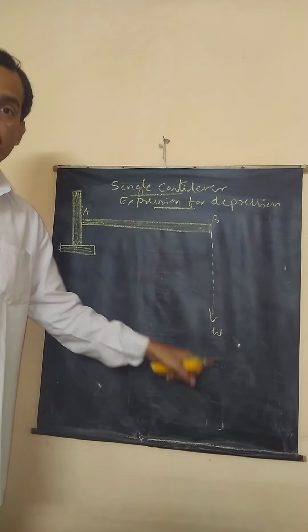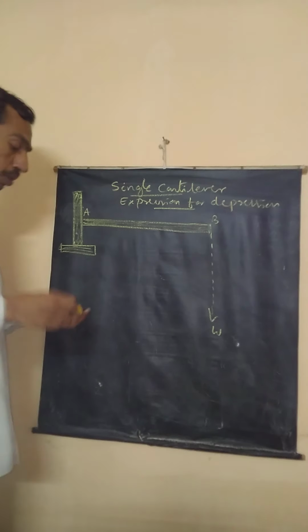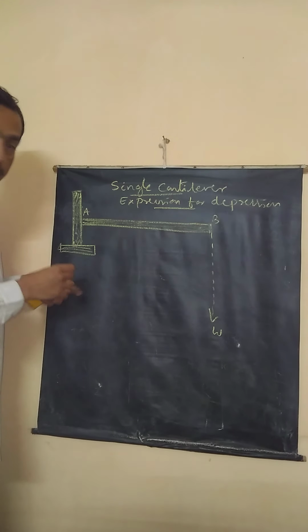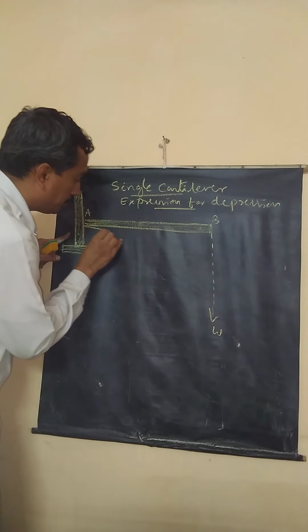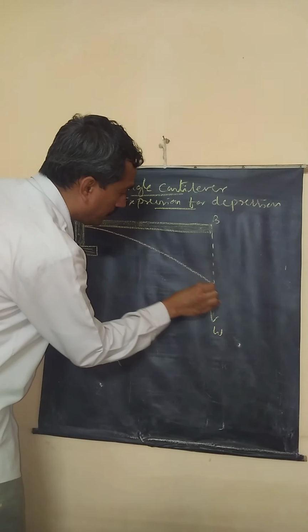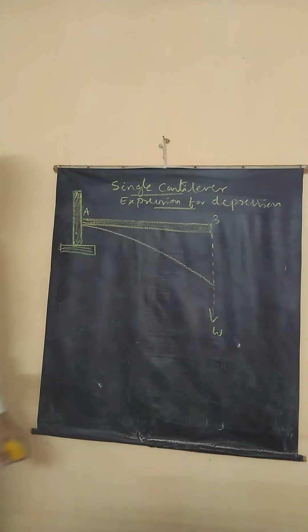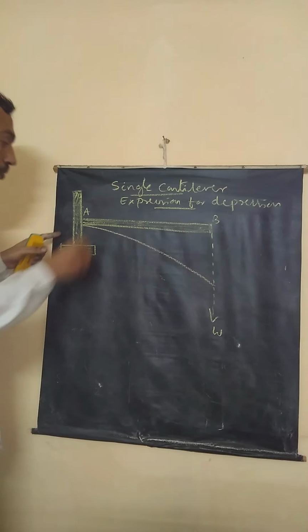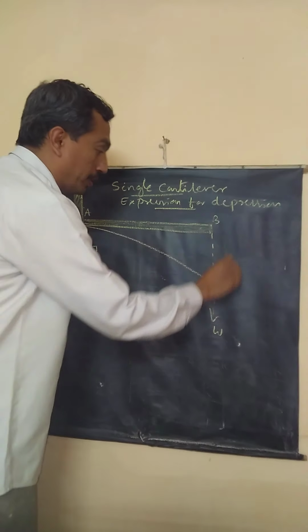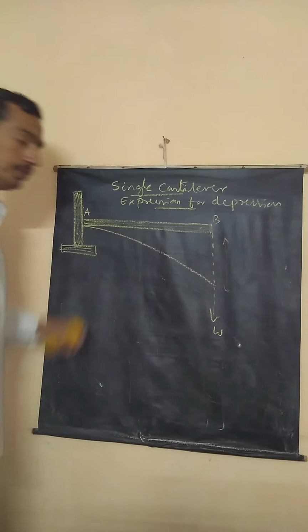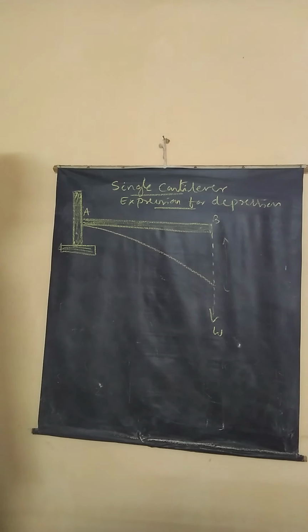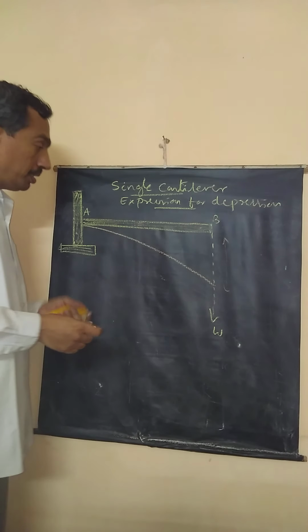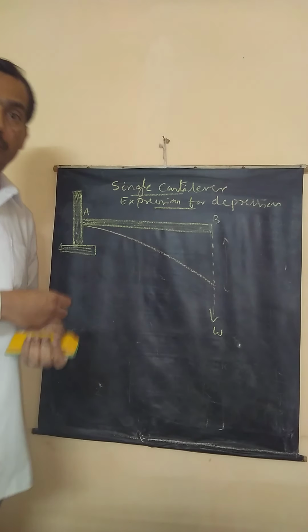Load is omega, mg. When this is loaded, it gets deformed. It takes this shape. Correct? It bends. Now, what is the depression produced? To calculate the net depression, we will use the concept of bending moment.